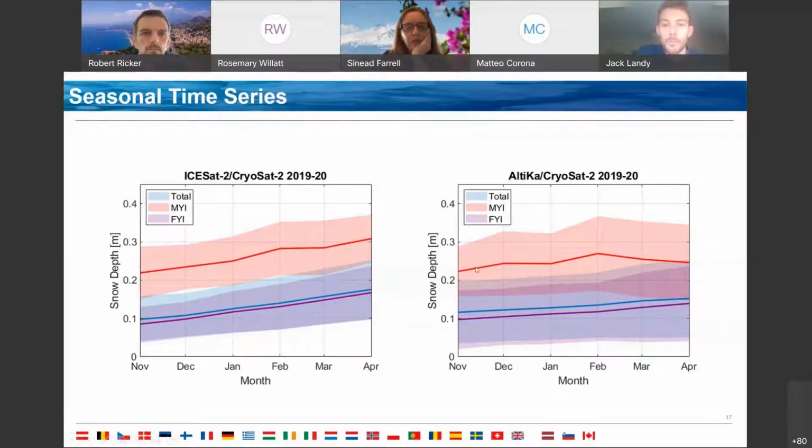The mean line is shown by the bold line, with the standard deviation showing the Pan-Arctic standard deviation. And we see the wider distributions for Antarctica in comparison to IceSat-2, but similar magnitudes between the two.